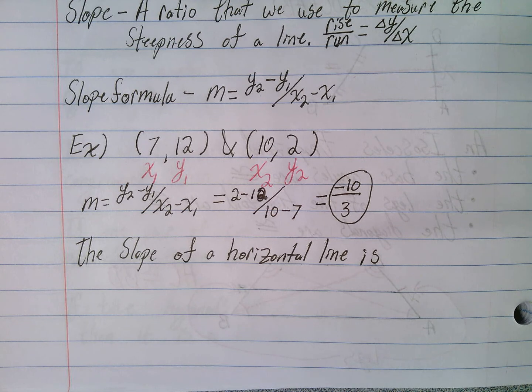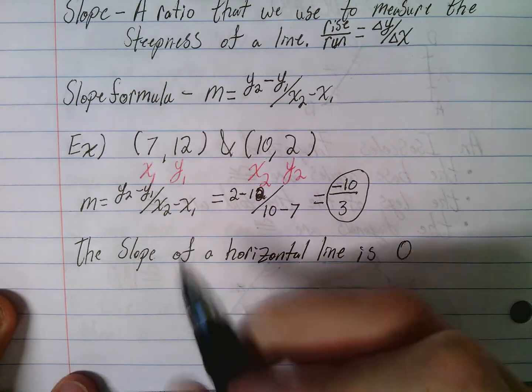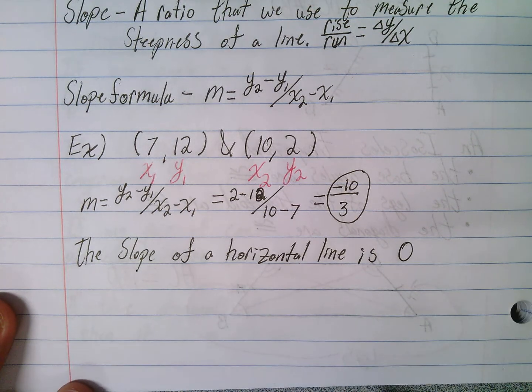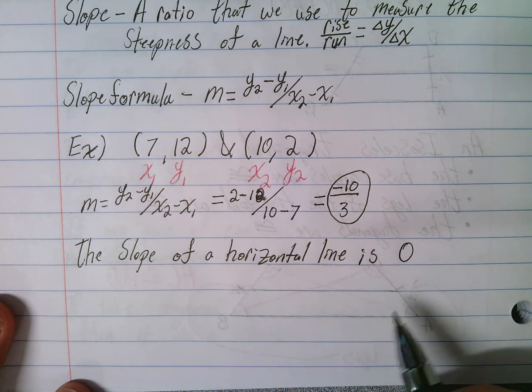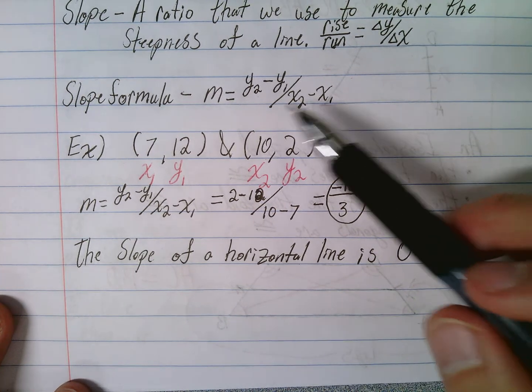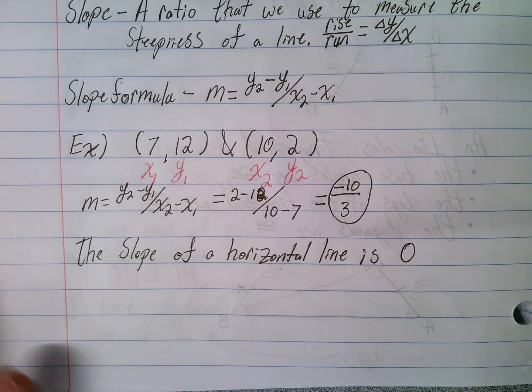What is the slope of a horizontal line? Donovan Phillips. It is 0. So if I have a line that moves strictly side to side, the slope is 0. And if we think about it, that makes sense, right? I'm not going up any, so my rise would be 0. And 0 divided by any number is just going to be 0.